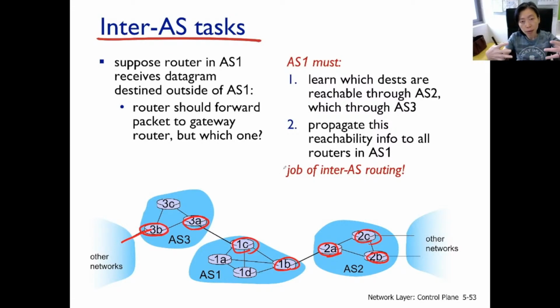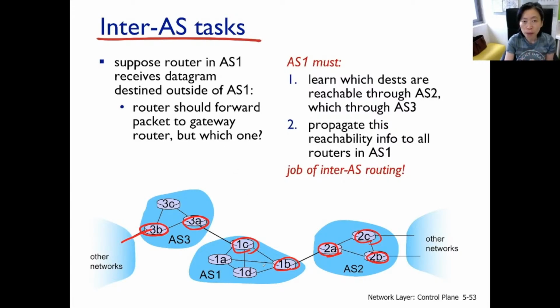So these gateway routers at the higher level will be running the inter-AS routing, which is another routing protocol, and they will all be running the same routing protocol. They will exchange information with each other using link state or distance vector routing to come up with the shortest path. But this time, the shortest path is what?